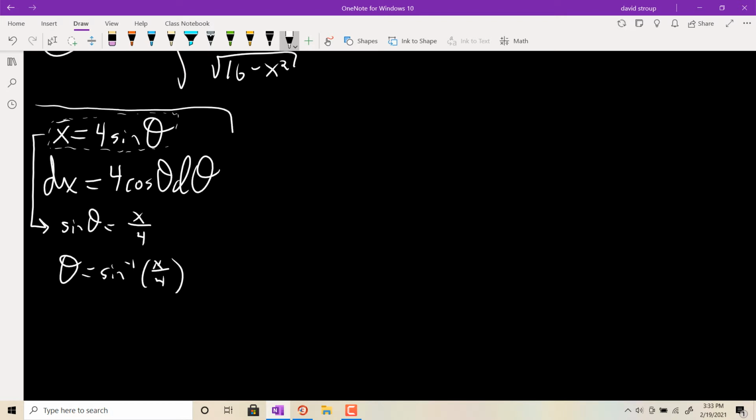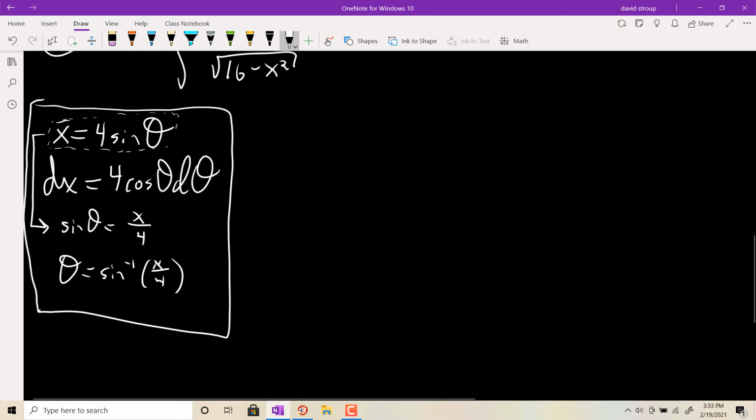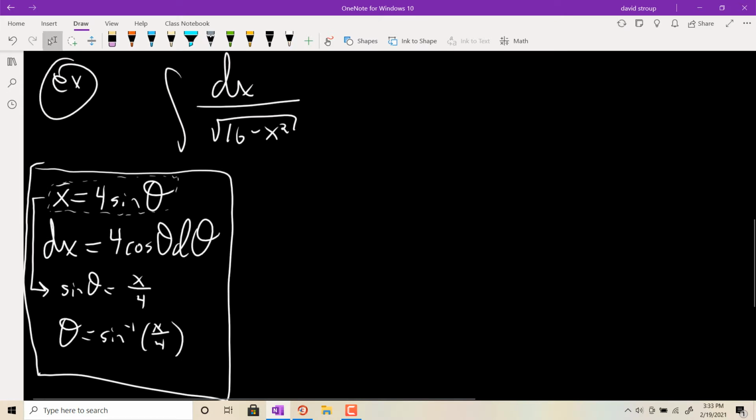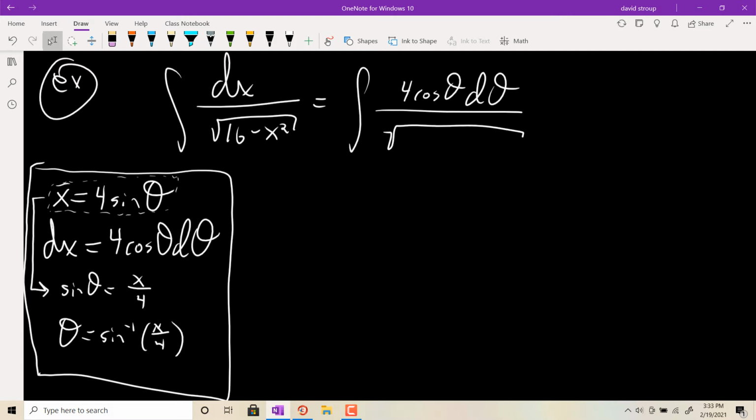Okay, for now that's all we need because this problem is so simple. I won't have to go any further than that, but let's go at it. So here we have the integral. dx is now 4 cosine theta d theta, and down below we have the square root of 16 minus x squared. So x is 4 sine theta, x squared is then 16 sine squared theta. This thing right here, I could rewrite by factoring out the 16. So I'd get 16 times 1 minus sine squared theta.